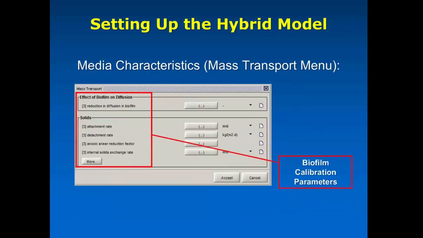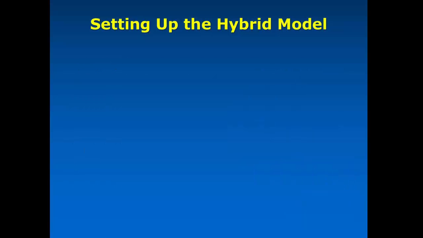The other menu I mentioned earlier is the mass transport menu. This is where you find things like the attachment rate and the detachment rate and the reduction in biofilm and so on. For the most part, I generally don't have to come and change these. I tend to leave them alone unless I'm really suffering with my calibration and I can't make it match. Then I might come in here and see if I need to adjust some of these parameters.